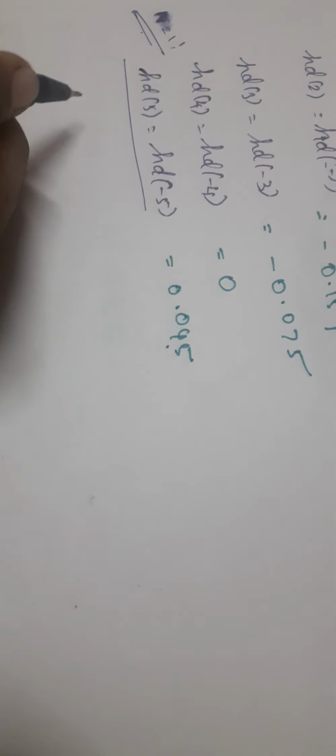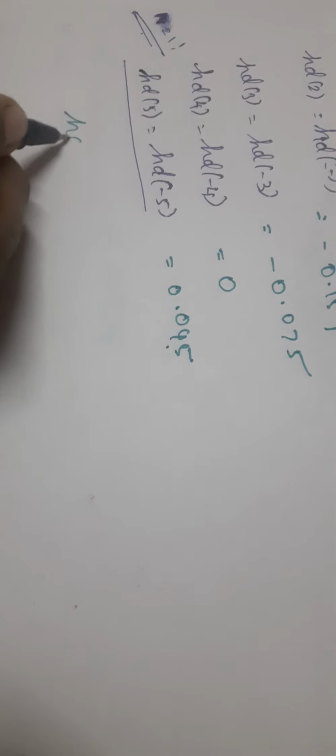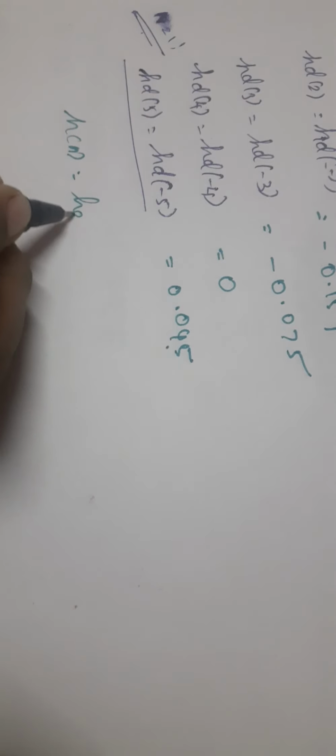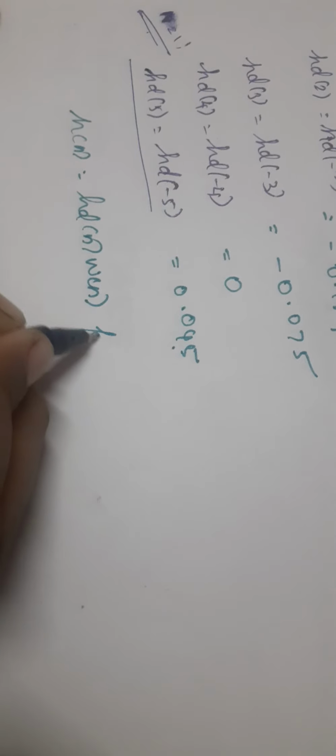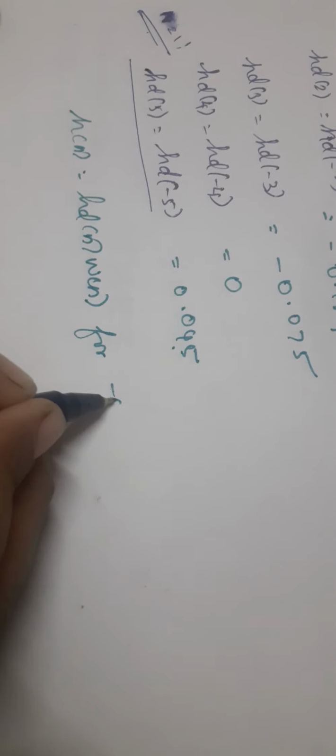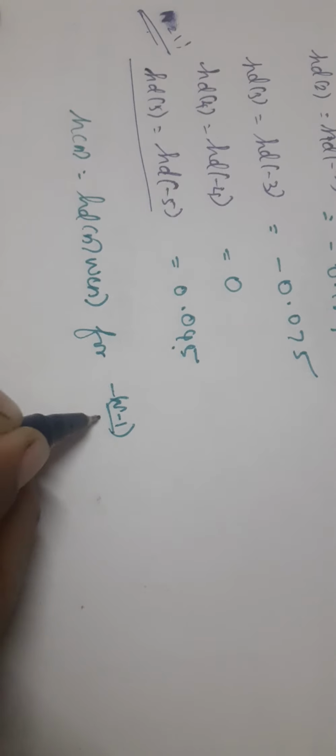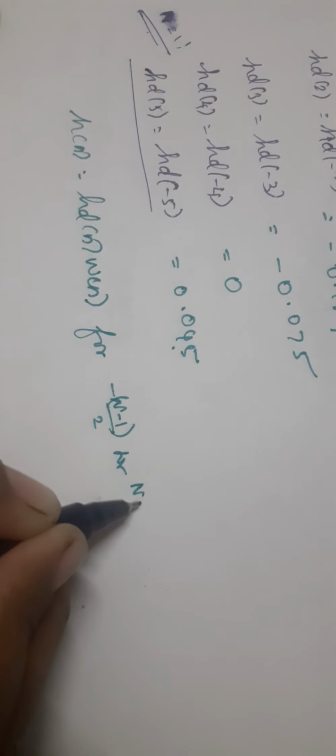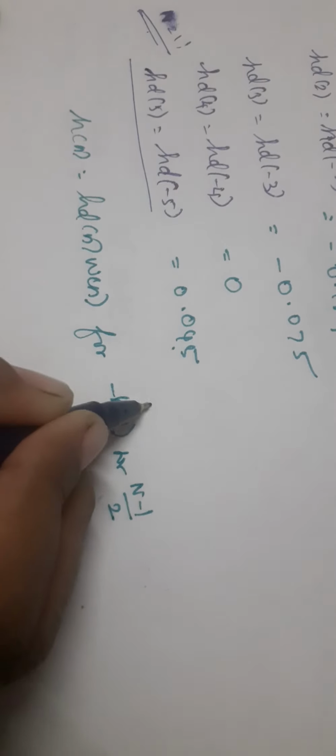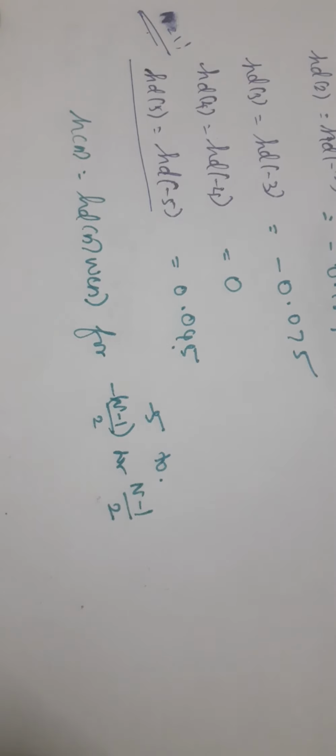Okay, so filter coefficients can be calculated by h of n is equal to hd of n into omega of n for n from minus (N minus 1) by 2 to plus (N minus 1) by 2. So that here it is minus 5 to plus 5.